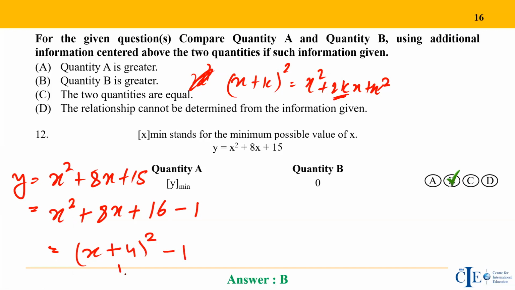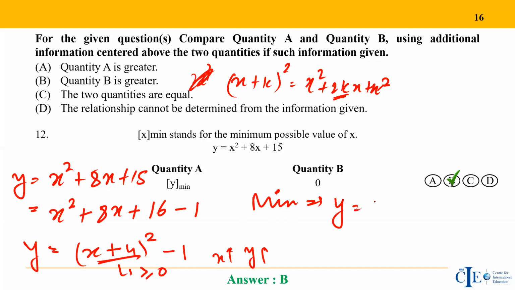Now observe, squares are always greater than or equal to 0, right? So when you want a minimum, the y value will always be a square minus 1. As x increases, y also increases because the squares are increasing. So the minimum will happen when this term is 0. So the minimum of y would happen when it is 0 minus 1, which is minus 1. At what value of x will this be 0? Minus 4. So you get the y minimum as minus 1 happening at x equals minus 4.